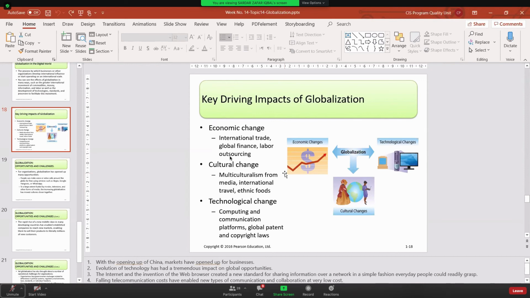Communication is getting cheap now. The internet is available almost in every country. So this will drive you to do something with other countries. So this is called globalization. So these are the factors, the key drivers for globalization. Any questions, guys?